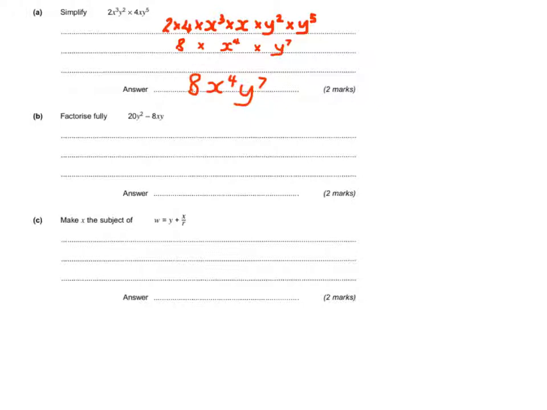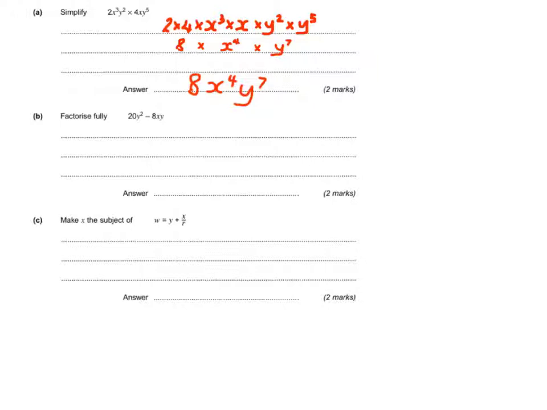So 2 times 4 is 8. X cubed times x is x to the power of 4, and y squared times y to the power of 5 is y to the power of 7. Remember the rule about adding the powers, so the final simplified answer is 8 x to the 4 y to the 7.